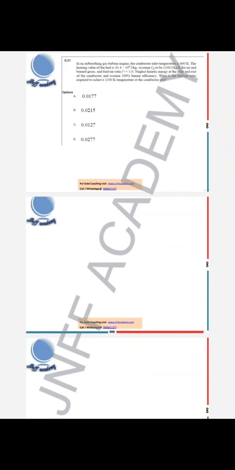Here is yet another question which says, in an air breathing gas turbine engine, the combustor inlet temperature is 600 Kelvin. Let us consider this as combustor where inlet temperature T01 is equal to 600 Kelvin.